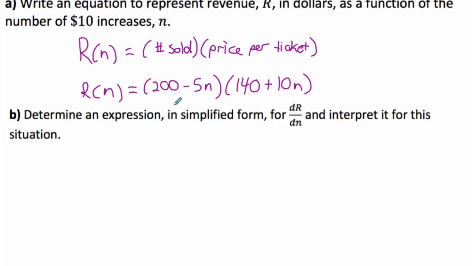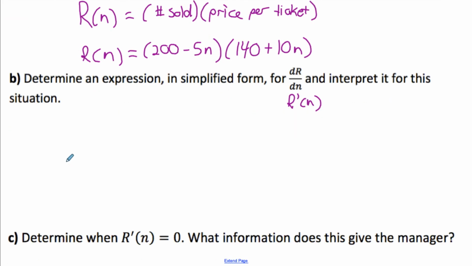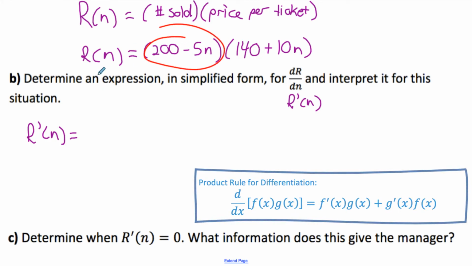Part B says, determine an expression in simplified form for the derivative of the revenue with respect to the number of price increases and interpret it for this situation. So this is just Leibniz notation, meaning the same thing as find r prime of n. Same thing. And interpret it for this situation. Okay, r prime of n would equal, well, we have this in factored form. It's a product of two things. So let's practice the product rule. I do the derivative of the first function times the second function plus the derivative of the second function times the first function. Hopefully you're getting the hang of the pattern here.